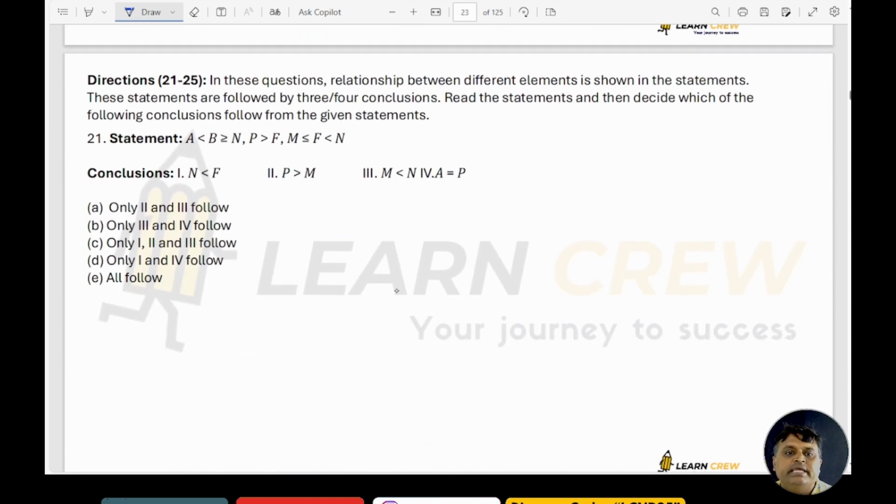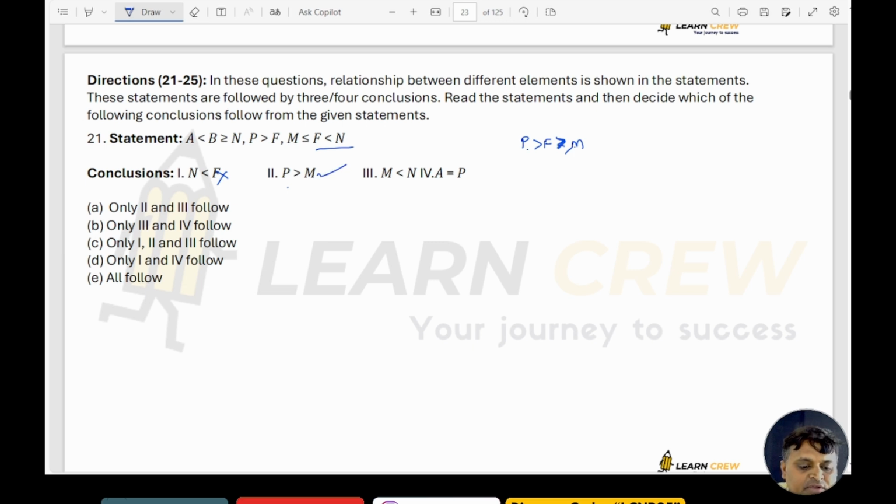Now, questions based on inequalities. So, A less than B greater than. So, the relation between N and F, how can you bring it out? N less than F. It is F less than N given, so it is wrong. P greater than M. So, P greater than F, F greater than or equal to M. So, P greater than M is correct. So, second one is correct.